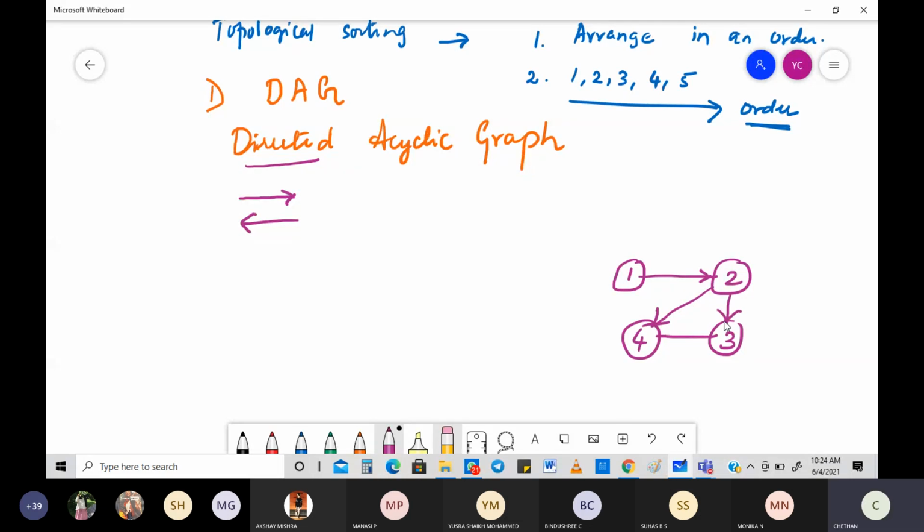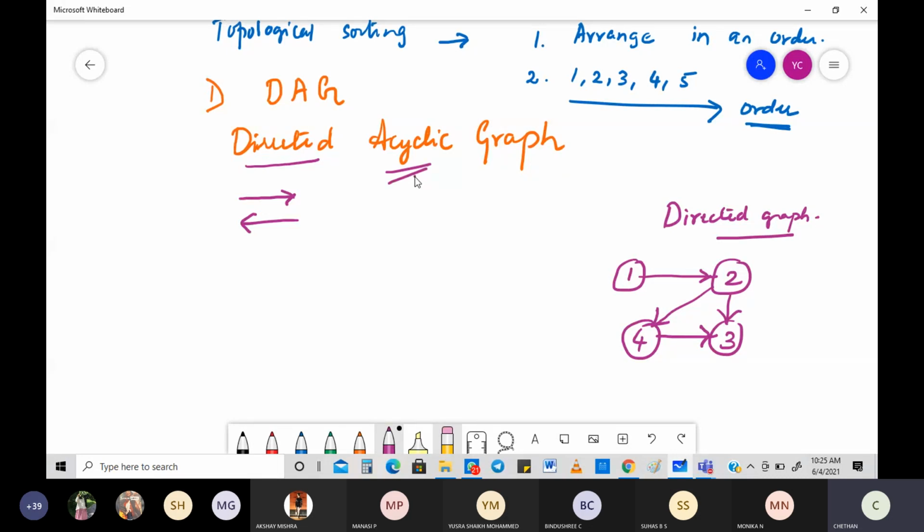Okay, this is very important. You call this a directed graph. And what's the next? I told you very clearly that it should be acyclic. What is the meaning of acyclic? It should not have any sort of cycles. No cycle should be present in the graph.